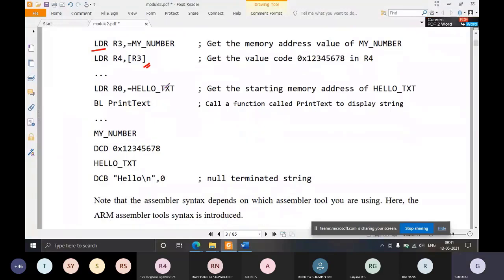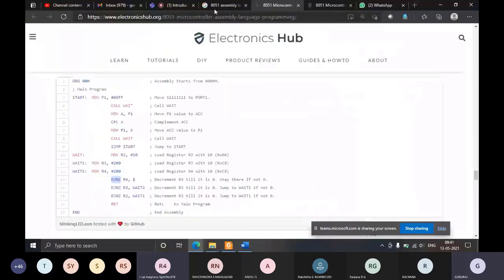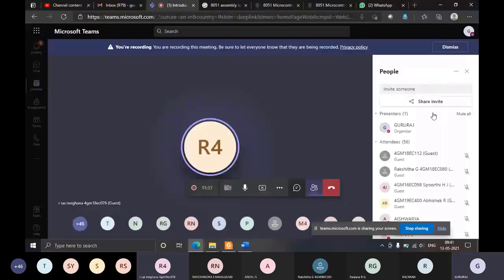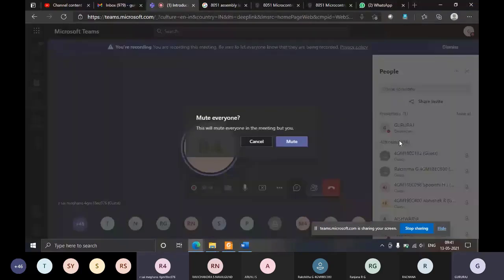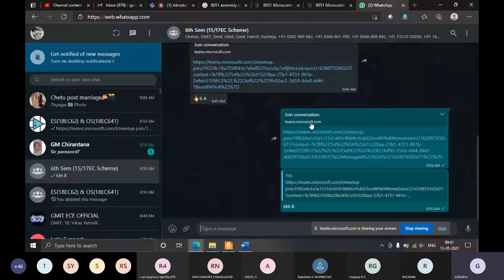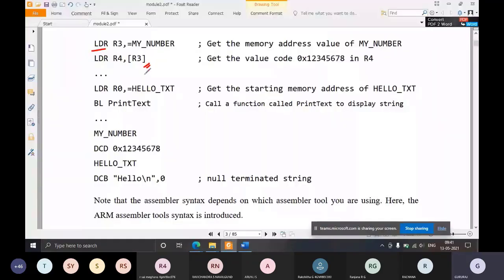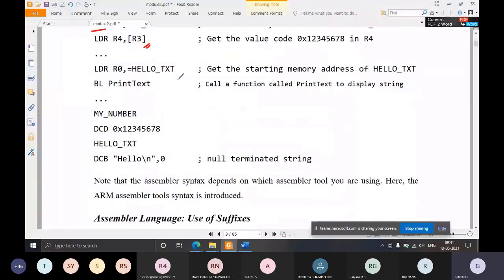Again, addressing modes are important. You already studied it. Please go through it once again. Google them so that you will come to know what the addressing modes are, because they are important. Without knowing addressing modes, you will not be able to understand the instruction.